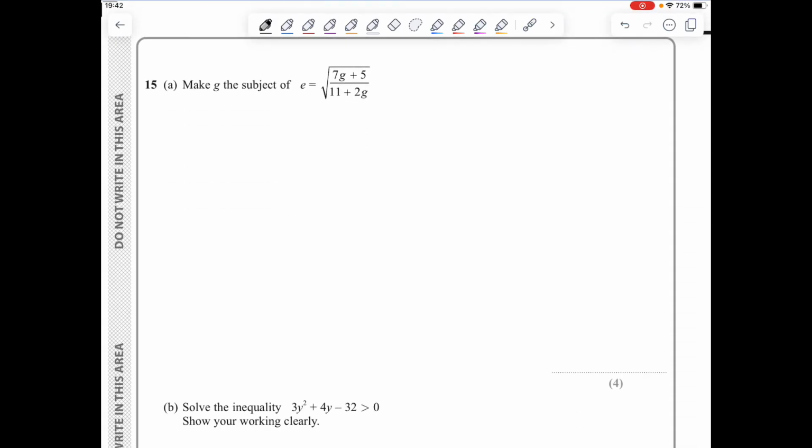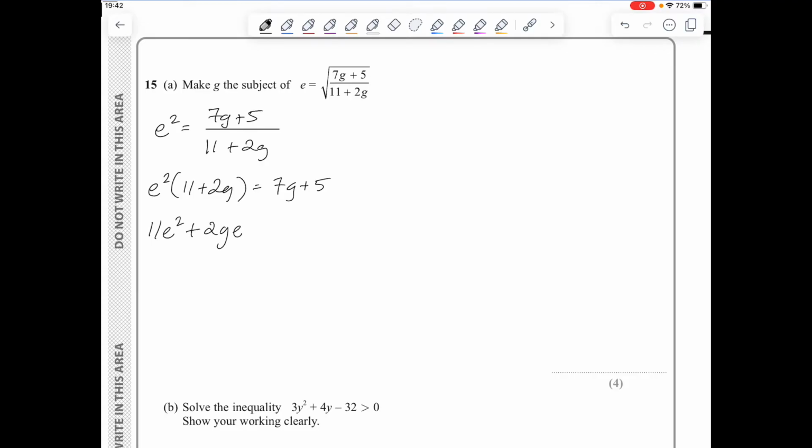For part A of question 15, I'll start by removing the square roots. So I get e squared is equal to 7g plus 5 over 11 plus 2g. Then I will cross multiply. E squared times 11 plus 2g is equal to 7g plus 5. Then I'll expand: 11e squared plus 2g e squared is equal to 7g plus 5.